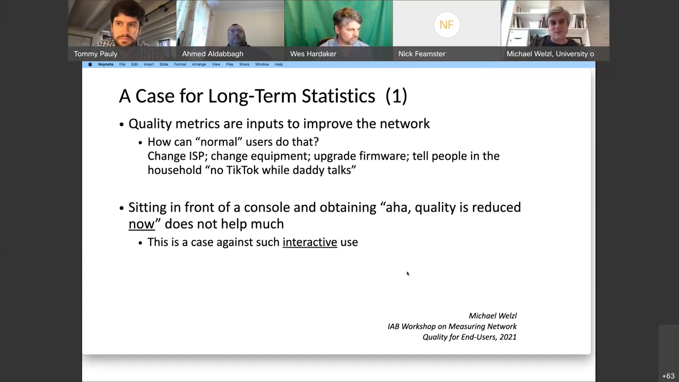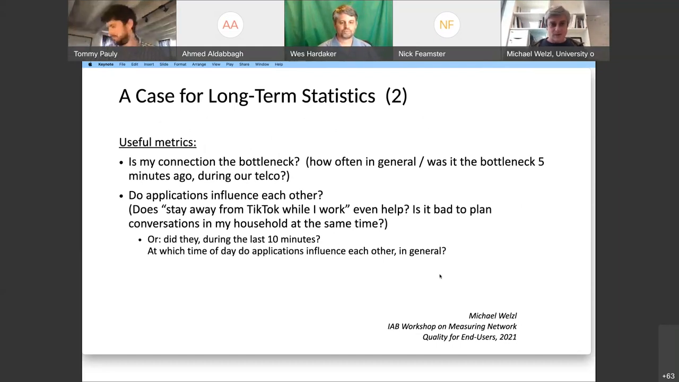And I would say even running something like an RPM test. You run it, you test it, but it doesn't help you. At the time you run it, it may be totally too late already. You're busy using an application, you can't do the test in parallel. So my case here is against such interactive use. Not saying this is useless to have, but it would be more useful perhaps to have more passive measurements. Next slide, please.